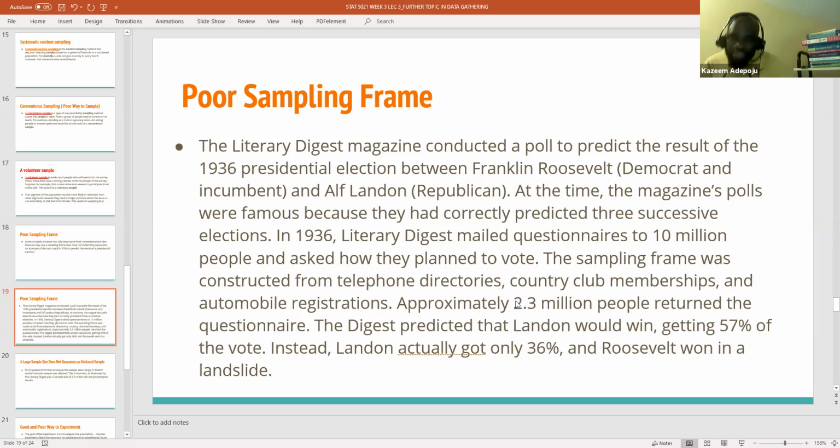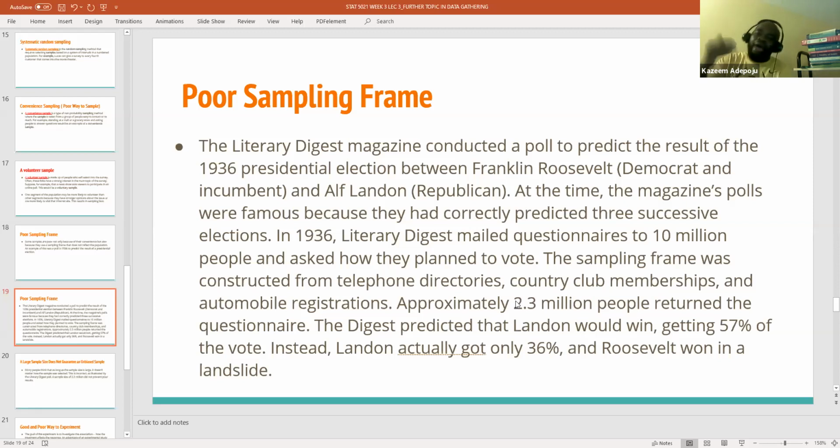questionnaires to respondents, and of course, the sampling frame that he used was poor because of telephone directories. There's a possibility that there are some people that do not have telephones as at that time. Okay, and Republicans mostly dominate the membership of a country club. Okay, and looking at the automobile registration, of course, those who may have cars as at that time are those who are probably in the middle class or above the middle class.